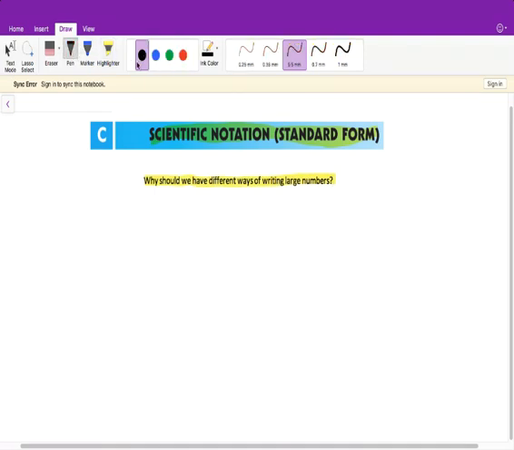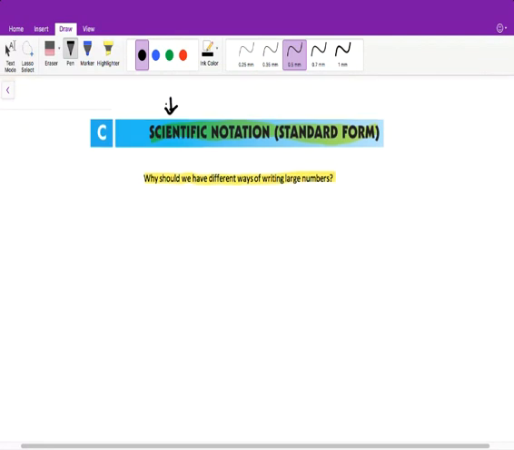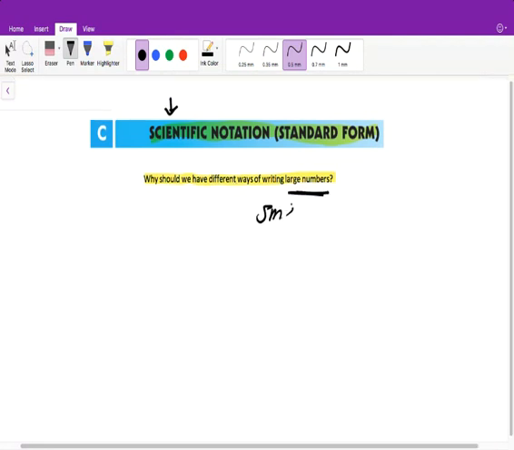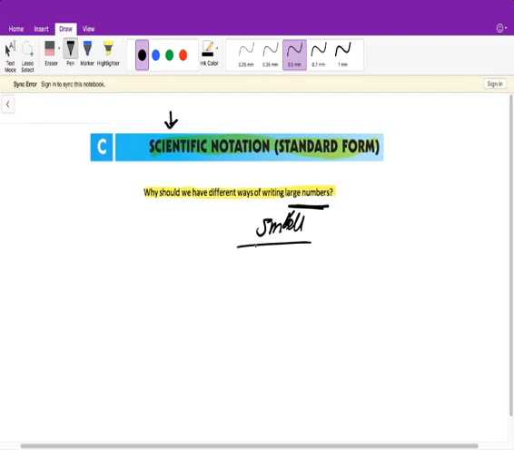That's what we're focused on today, and that's where scientific notation comes into play. It helps us with writing very large numbers or very small numbers. It works either way.